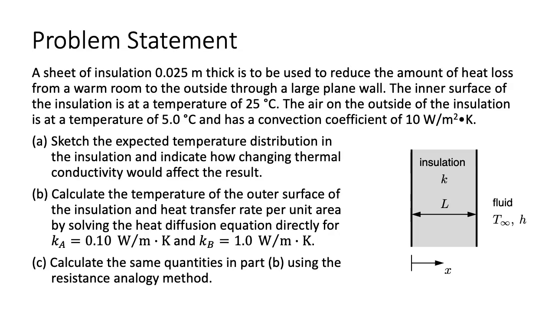For Part A, sketch the expected temperature distribution in the insulation and indicate how changing thermal conductivity would affect the results. For Part B, calculate the temperature of the outer surface of the insulation and heat transfer rate per unit area by solving the heat diffusion equation directly for the two different specified thermal conductivities. For Part C, calculate the same quantities in Part B using the resistance analogy method.